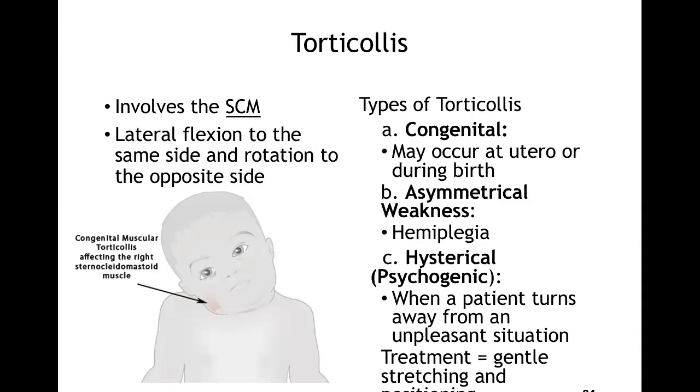It can be due to asymmetrical weakness in patients with hemiplegia due to a CVA, or it can be hysterical, also referred to as psychogenic, meaning that when a patient turns away from an unpleasant situation, they may strain the SCM and they may get torticollis for a period of time, maybe a few days or so. Or when you sleep wrong, sometimes you wake up with torticollis. This would be due to a positional strain of the sternocleidomastoid. It can be other muscles in the area as well. Treatment for this is just gentle stretching and positioning to try to get the patient back to normal.